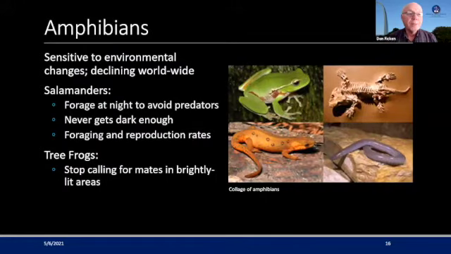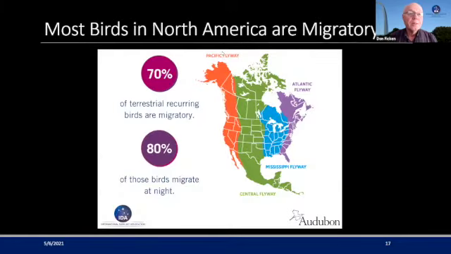If we look at amphibians, they're very sensitive to environmental changes. They're declining worldwide. Of course, a lot of it's habitat. They tend to forage at night to avoid predators. The salamanders do, but it never gets dark enough, so they don't always eat as they're supposed to. And the foraging and reproduction rates decline because of that. If you take tree frogs, for example, they stop calling for mates in brightly lit areas.